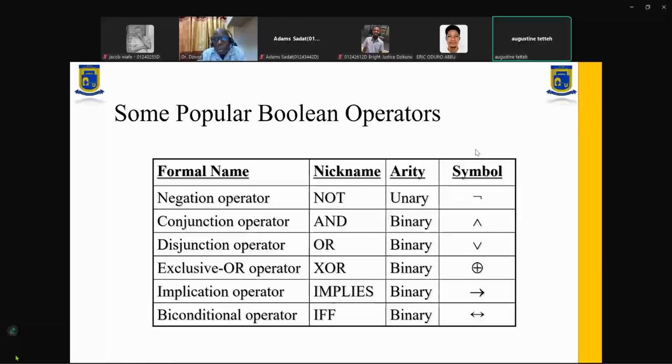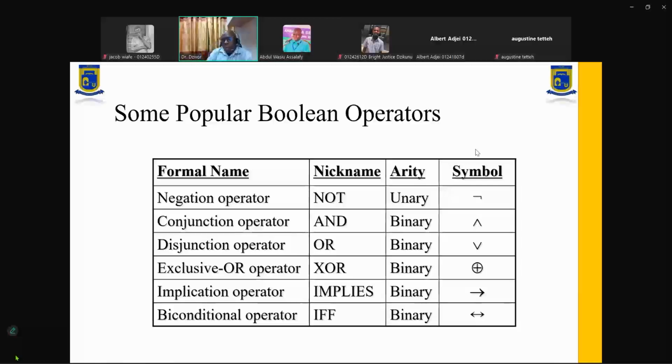Not is for a unary statement. Not is a negating operator. For example, John is smart. It's a simple statement, isn't it? If you negate that statement, what does it mean? John is not smart. Good.